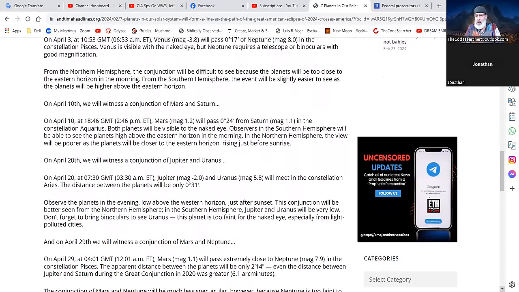On April 20th, we will witness the conjunction of Jupiter and Uranus. On April 20th at 7:30 GMT or 3:30 a.m. Eastern time, Jupiter at a magnitude of negative 2.0 and Uranus at a magnitude of 5.8 will meet in the constellation Aries. The distance between the planets will be only 31 degrees. Observe the planets in the evening low above the western horizon just after sunset. This conjunction will be better seen from the northern hemisphere. In the southern hemisphere, Jupiter and Uranus will be very low. Don't forget to bring binoculars to see Uranus. This planet is too faint for the naked eye, especially from light-polluted cities. On April 29th, we will witness the conjunction of Mars and Neptune.